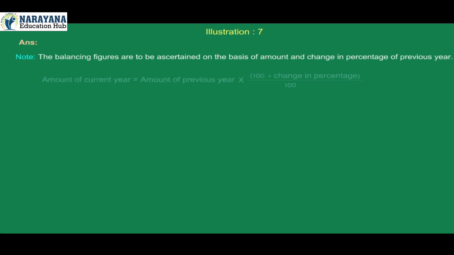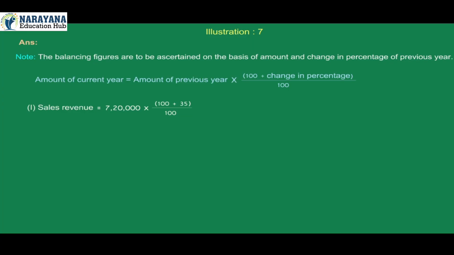previous year. Amount of current year is equal to amount of previous year into (100 plus change in percentage) divided by 100. 1. Sales revenue is equal to 7,20,000 into 100 plus 35 divided by 100 is equal to rupees 9,72,000. 2. Purchase is equal to 4 lakh into 100 plus 100 divided by 100 is equal to rupees 8 lakh.